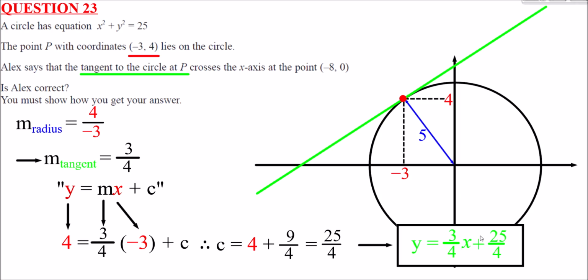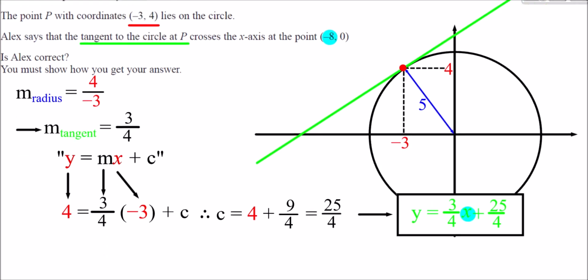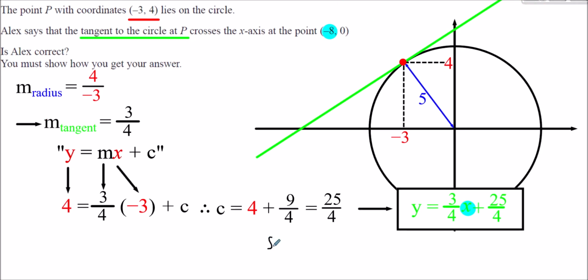That would be a hard enough question as it was, but even then we're not done, because Alex is now saying that the tangent crosses the x-axis at the point minus 8 and 0. So now, let's see if that holds true. We can now sub in when x is minus 8 and see if y is equal to 0 or not. So this is our final step. We're going to sub x is negative 8 and see if y is 0. Sub x equals minus 8, I mean to say. We're seeing if y will be 0.